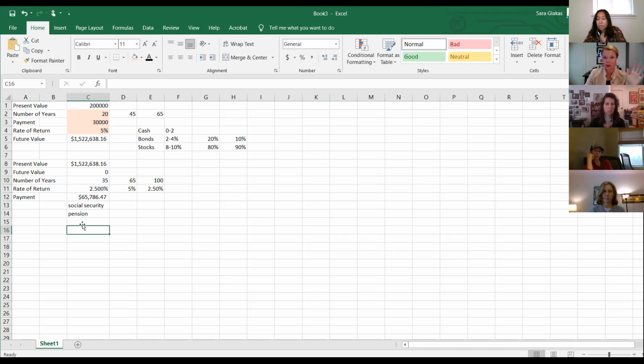So I do think you should take Social Security into account. Some people don't want to. That's fine. It's going to make the numbers harder, but it's your calculation. So just do what you think is prudent.